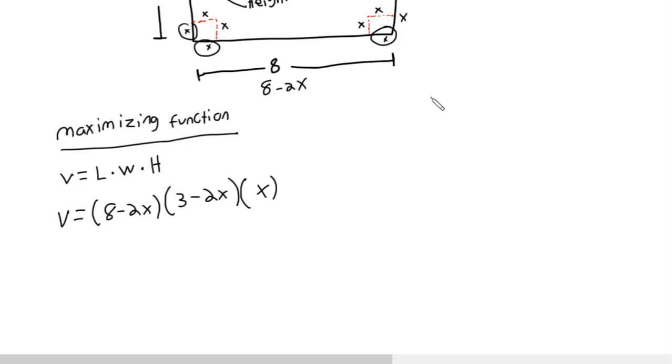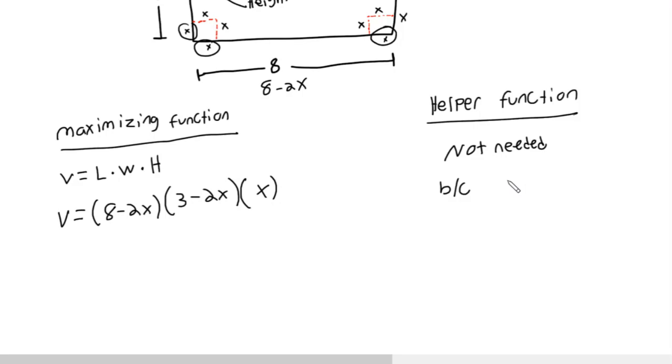And then we ask ourselves, hey, do we need a helper function? Well, the answer is no. Because remember what the purpose of the helper function was, like I said in my last video. The helper function is to only help you get your maximizing function in terms of one variable. But if we look at our maximizing function, we say, hey, it's already one variable. We don't need to do anything else. So the helper function is just not needed.